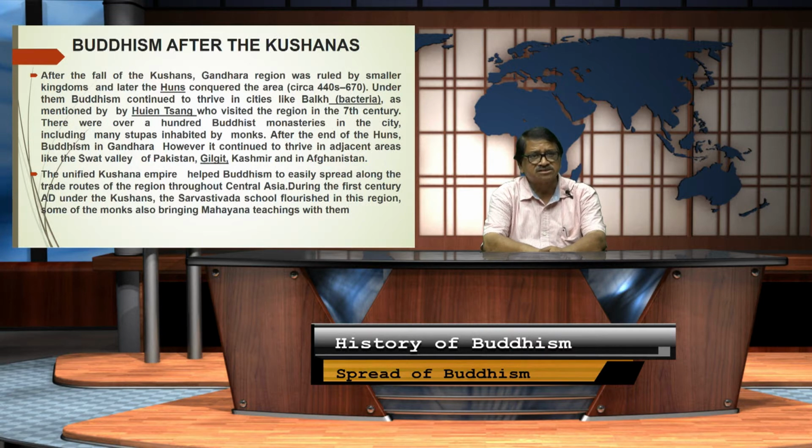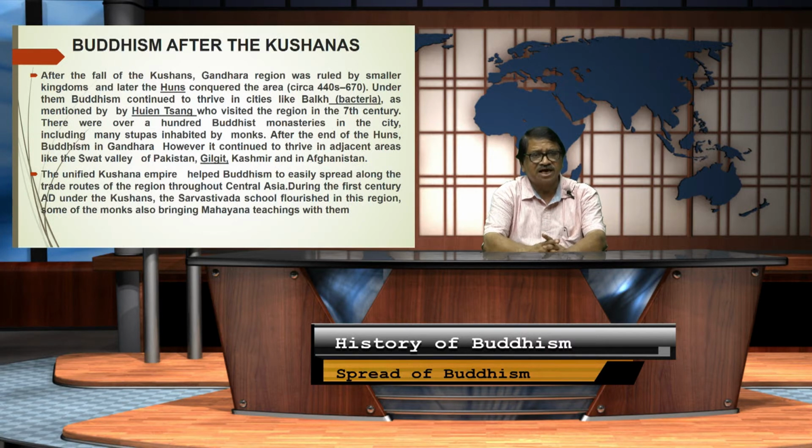by monks. After the end of the Huns, Buddhism in Gandhara, however, continued to thrive for some time in the adjacent areas, in the Swat Valley of Pakistan, Gilgit and Kashmir, and Afghanistan. But altogether, after some period, it had to cease. There was no influence of Buddhism during that period.